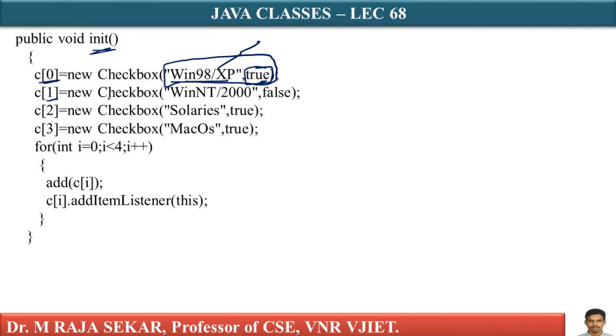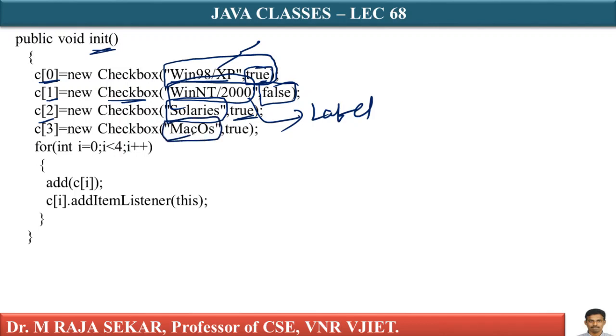What about c[1]? Another checkbox, and this is the label of my checkbox: Windows NT/2000. I am keeping the state as false. Of course, after executing program, you can change the states. c[2], another checkbox whose name is Solaris and whose state is true. In similar manner, another checkbox whose name is Mac OS, I am keeping its state as true.